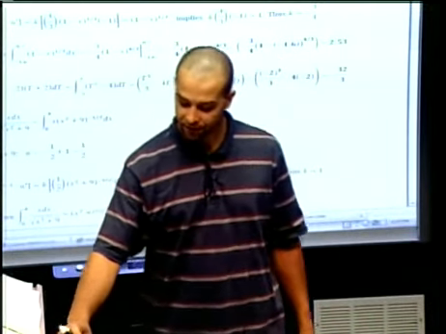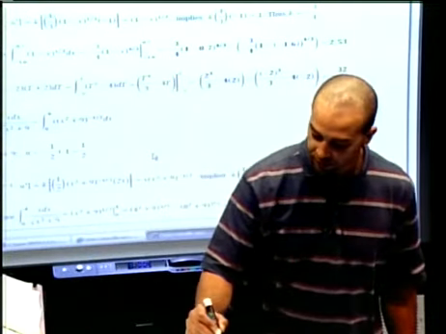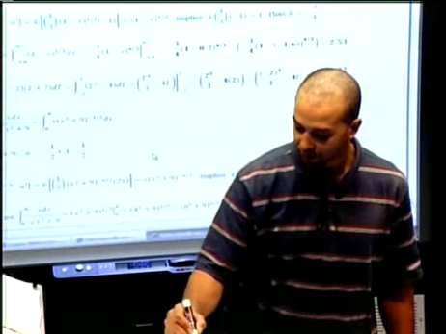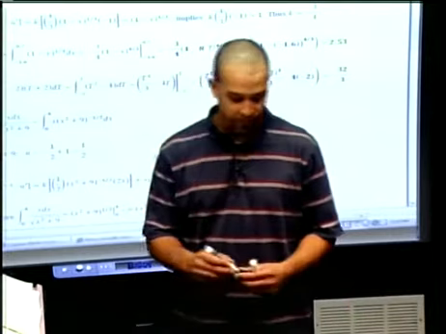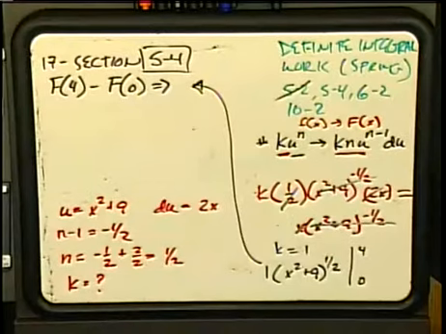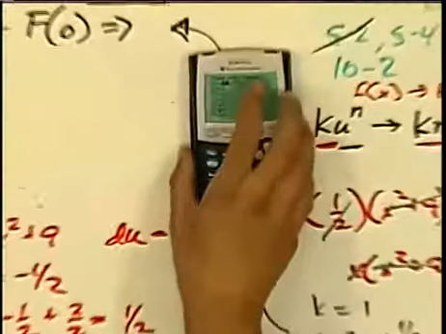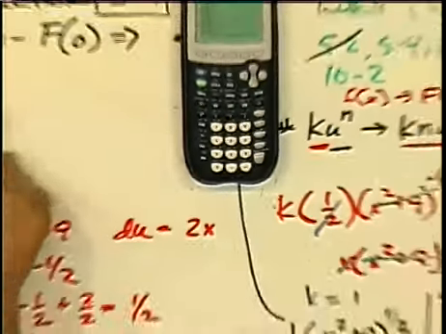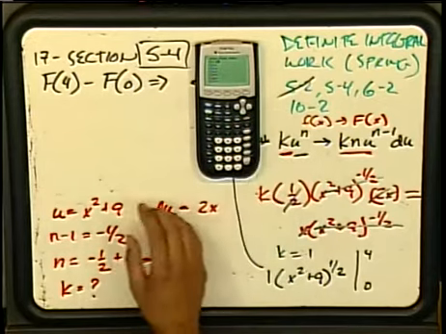This is your antiderivative. You want to plug 4 and 0 into the antiderivative, basically like this: F of 4 minus F of 0 equals. I just put those into my calculator, instead of showing them like this, I plugged it in and just put it in the calculator.